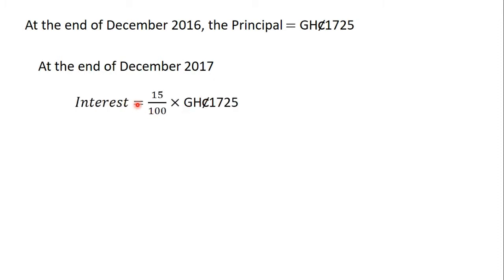We are going to calculate the compound interest or the interest at the end of December 2017. That is the next year or the second year. The interest is 15% of the principal. The principal is now 1,725 Ghana cedis. So the interest is 15 divided by 100 times 1,725 Ghana cedis. And this will give us 258 Ghana cedis, 75 pesewas. So the interest at the end of the second year or December 2017 is 258 Ghana cedis, 75 pesewas.